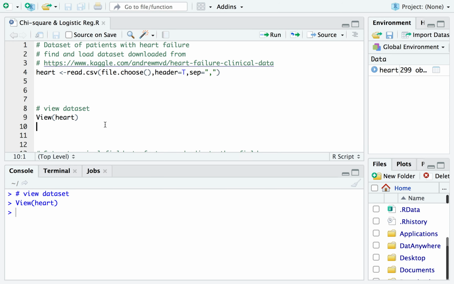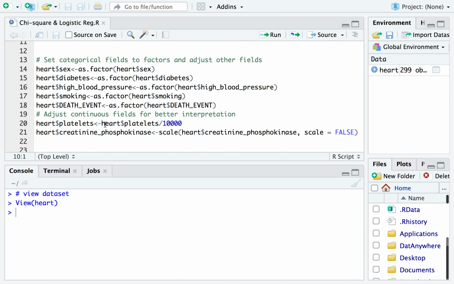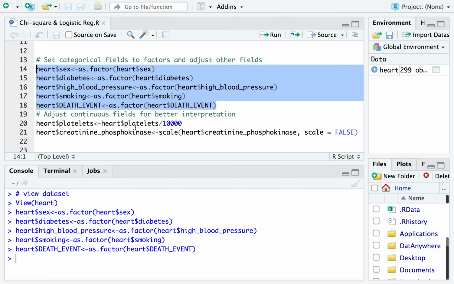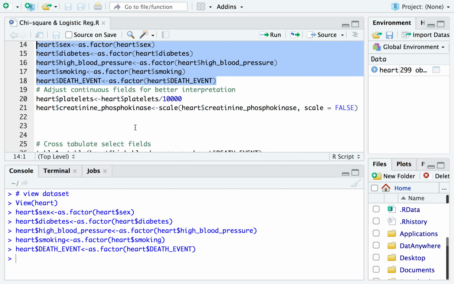So the first step is to start cleaning some of this information, because a lot of the binary variables were set as integers. Right now I'm just going to set them as factors using as.factor. Next, because one of the variables, at least platelets, was pretty large, I wanted to count it in units of 10,000, so this will make later interpretation a little easier.